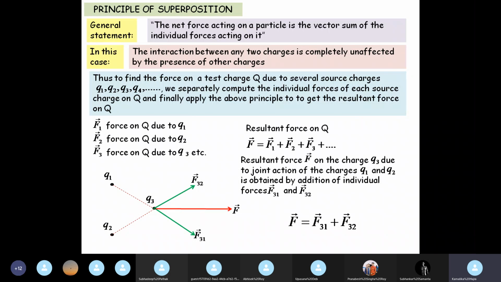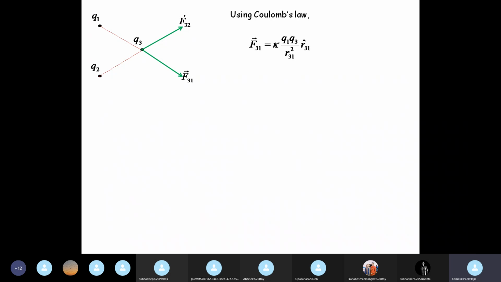Now let us do the same thing in the notation that we have obtained from Coulomb's law, because that is what you will have to do in your sums. So Q1 acting on Q3 gives the force F31. Using Coulomb's law, what is the value of F31? This is kappa Q1 Q3 by R31 square, R31 vector. Then we have Q2 acting on Q3 with the force F32. So F32 value is kappa Q2 Q3 by R32 square, R32 vector, unit vector.